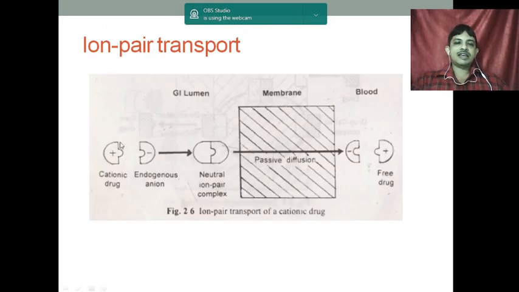Now ion pair transport. In this case, cations bind to endogenous substances which are anionic in nature, like a carrier mediated process. The positive and negative charges form a neutral complex. This neutral complex passes through the membrane by passive diffusion, and then dissociates again into the free drug and the carrier. So the endogenous anion acts as a carrier. This is ion pair transport.